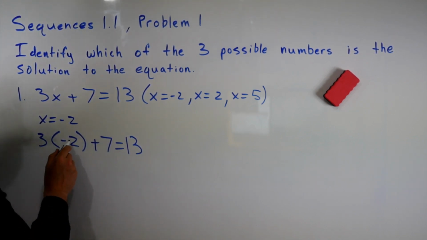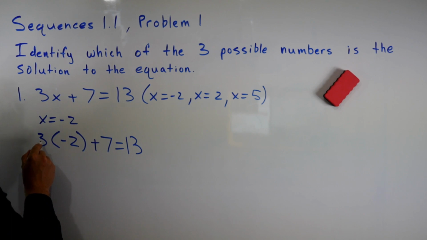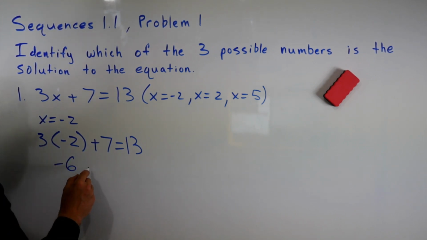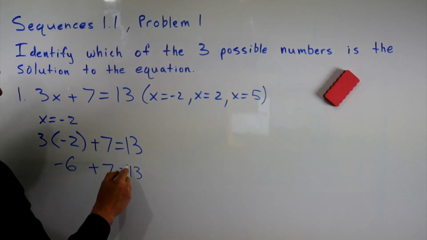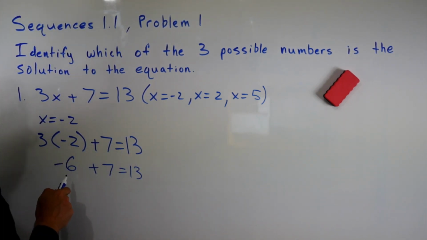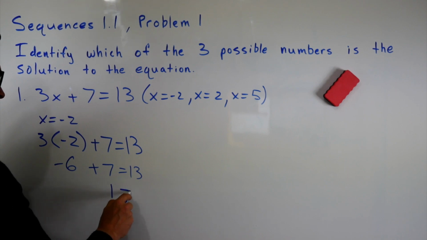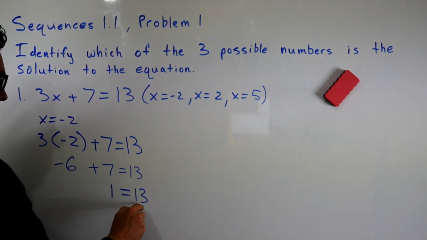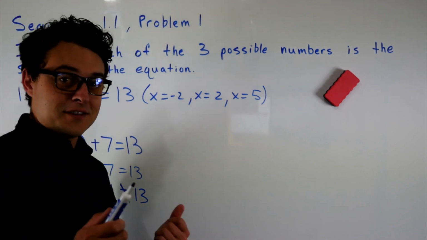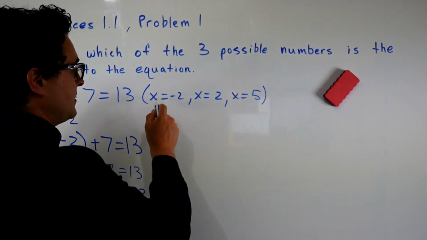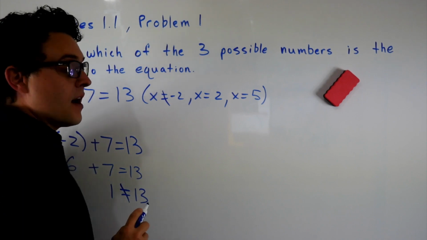Then I'm going to multiply 3 times negative 2, and we get negative 6. Then I'll bring down plus 7 equals 13 again. Now I'm going to add negative 6 and 7 together, which gives me positive 1, and I get 1 equals 13, which is definitely not a solution. 1 does not equal 13, so x equals negative 2 is not a solution.